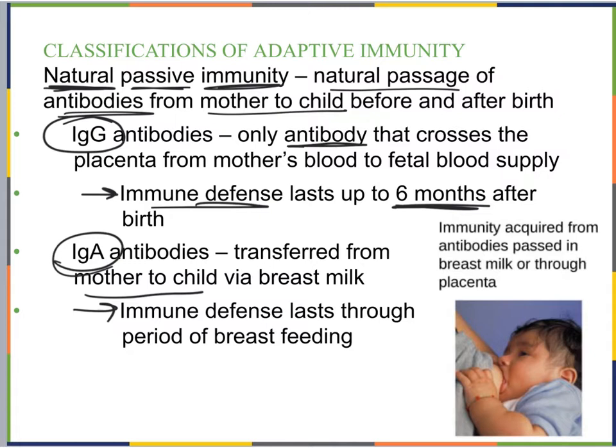And then this immune defense lasts through the period of breastfeeding, so that those antibodies will constantly be put into the breast milk. So as long as a person is nursing the child, they're going to have a more bolstered immune system. So they'll have this natural passive immunity from the person that is nursing the child.